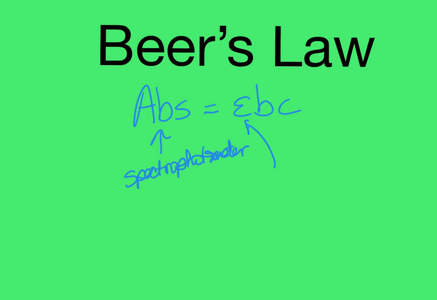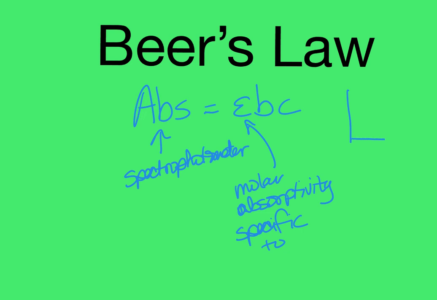The E is the molar absorptivity. It's specific to the chemical. So different chemicals, you saw the peaks when we did the food coloring. Sometimes the peak was like this, and sometimes the peak was higher. So some things just absorb better than others. So it's specific to the chemical itself.